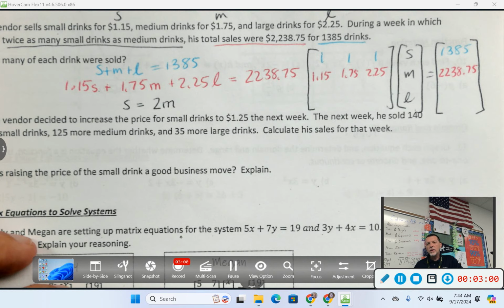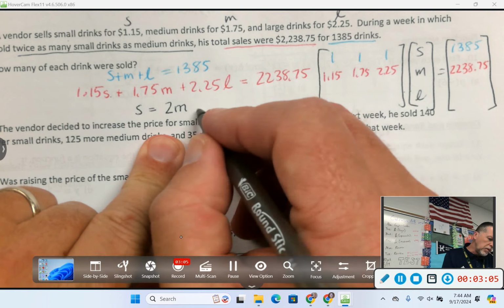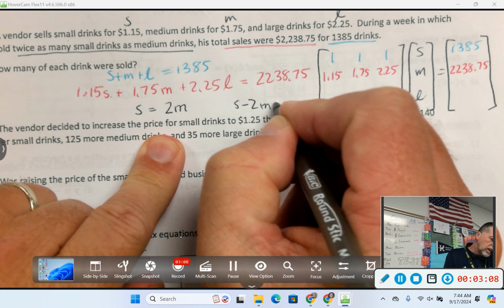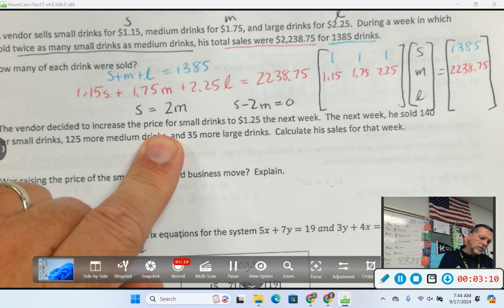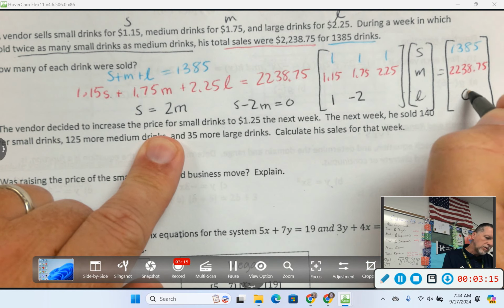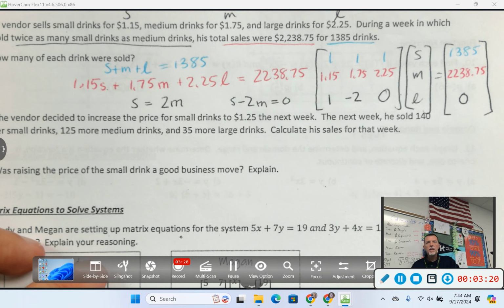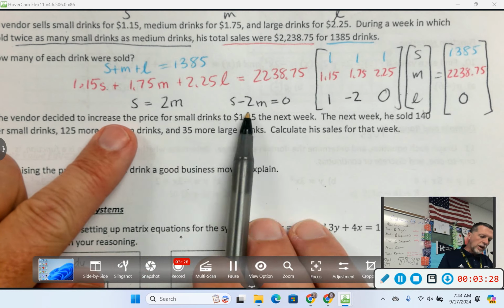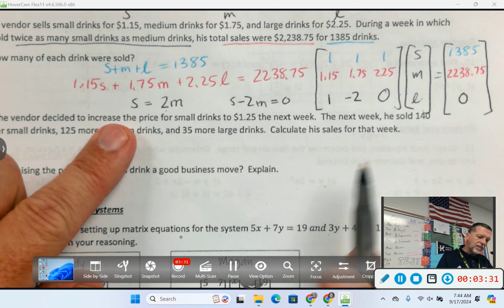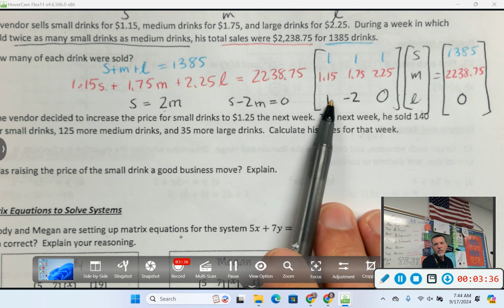And then the last one is one I need to be careful about because it's not in the right format yet. I'm going to move the 2m over. So S minus 2m equals 0. So 1s minus 2m equals 0, and larges weren't involved in that problem. Remember, there's a ton of different ways to write that matrix. Because one easy way would be if you had made this 2m minus s. So your 2 would be positive and your s would be negative. And that would not change your answer.